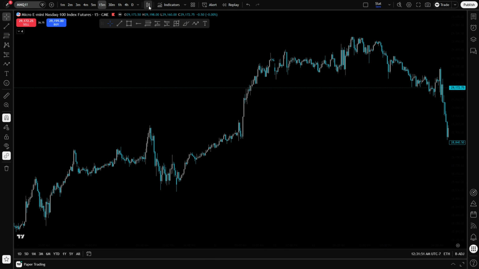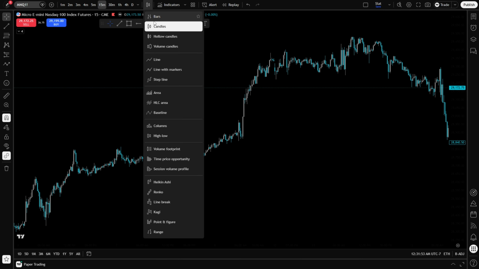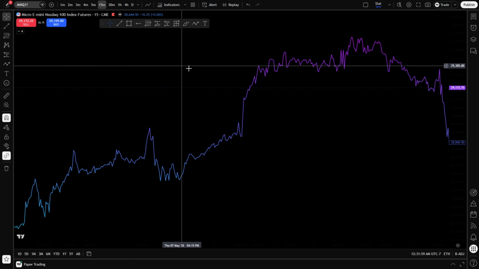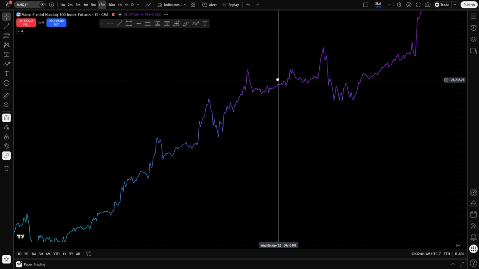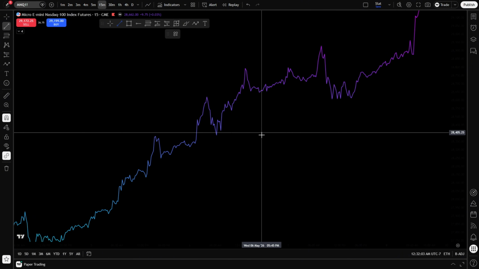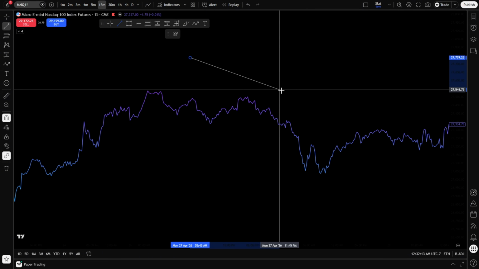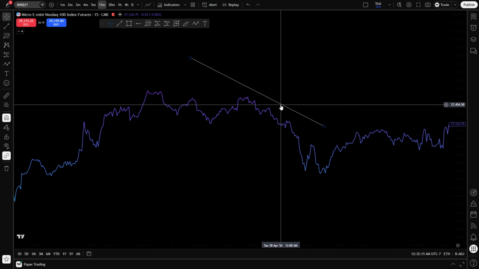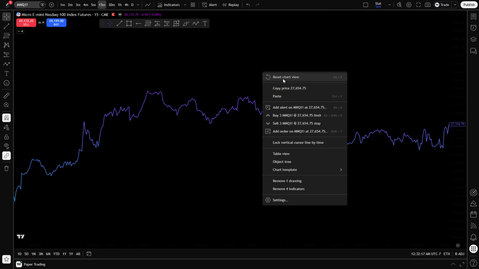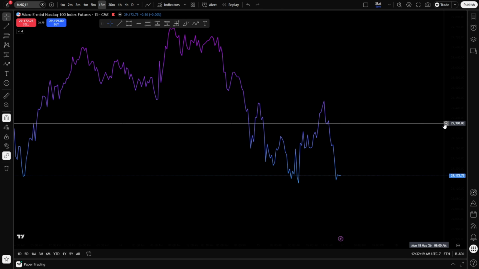If that is too hard for you guys to tell the difference between bullish and bearish, what you guys can also do is go right here on the top. Yours will be set on candles. Switch it to line, and then you will be able to tell, okay, market is moving up. So bullish, bearish, market is moving down. But yeah, guys, that's how you spot the difference between bullish and bearish trends.